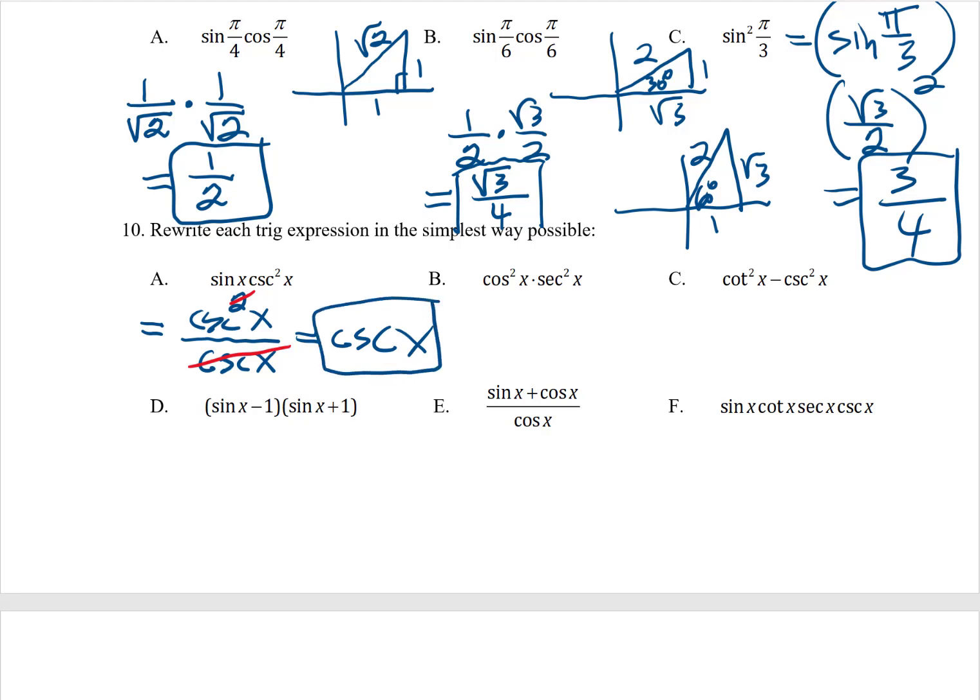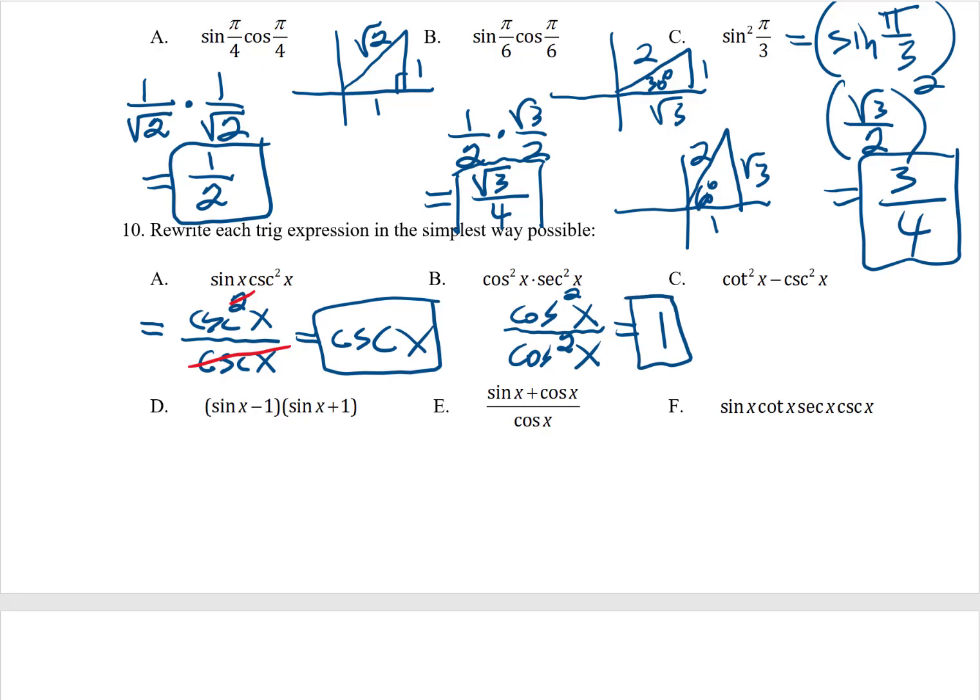Letter B, I think I'll do something similar. I guess it doesn't matter which one I reciprocate. I'll keep the cosine squared, and I'll reciprocate the secant squared to the bottom here, which becomes cosine squared. Anything divided by itself is just equal to 1. In other words, everybody cancels out. Cosine squared over cosine squared is just the number 1.